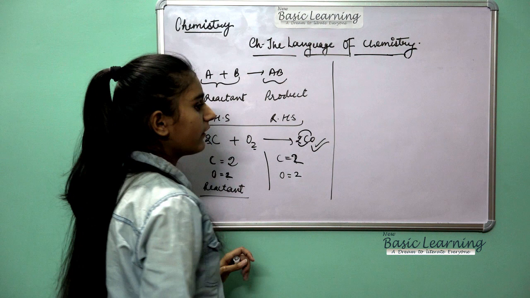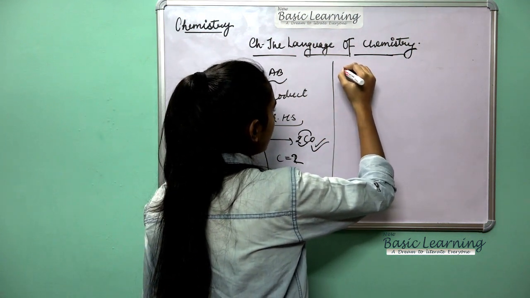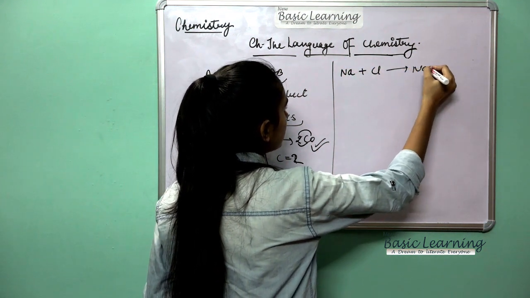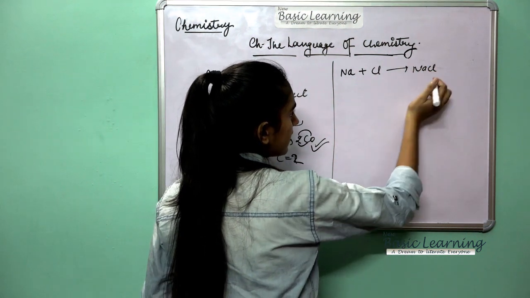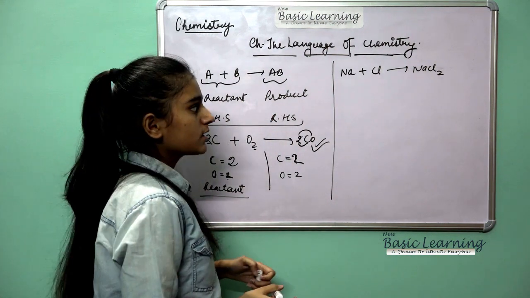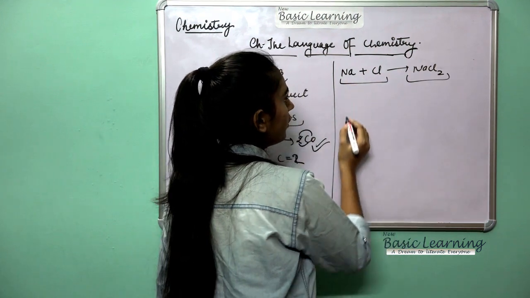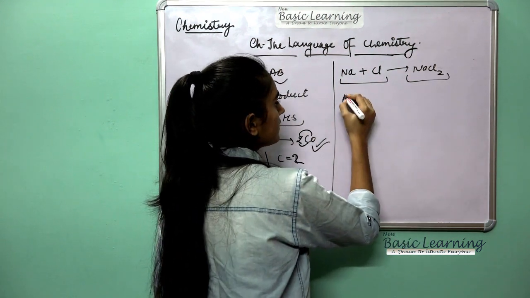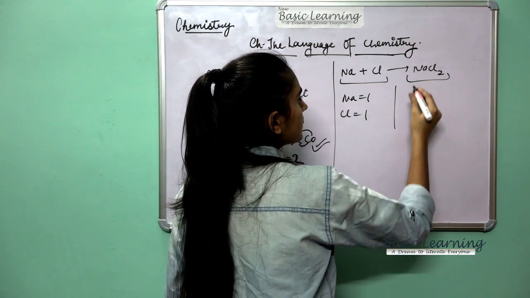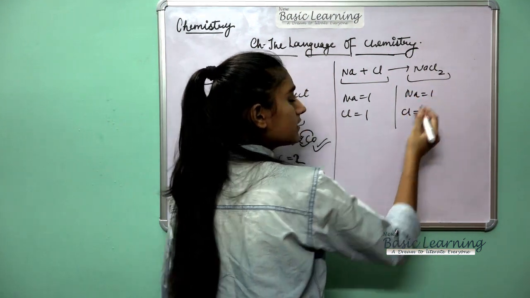One other example I will take. Suppose it is given Na plus Cl gives NaCl. Na plus Cl gives NaCl. Here this is the reactant side, this is the product side. Number of moles for Na, that is sodium, is 1. Chlorine also has 1. On the product side, Na is 1. Chlorine has 2.